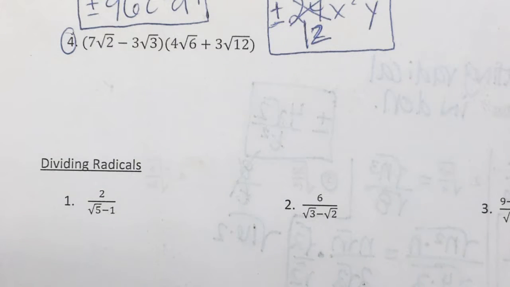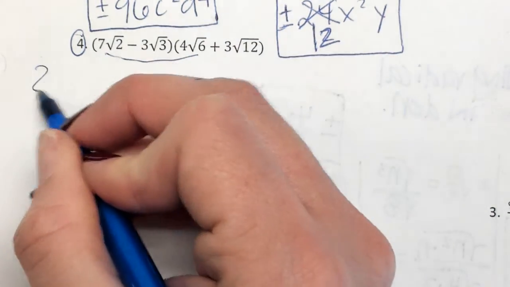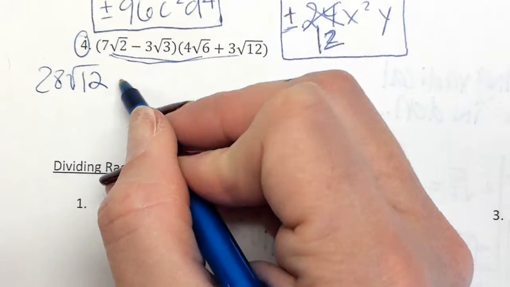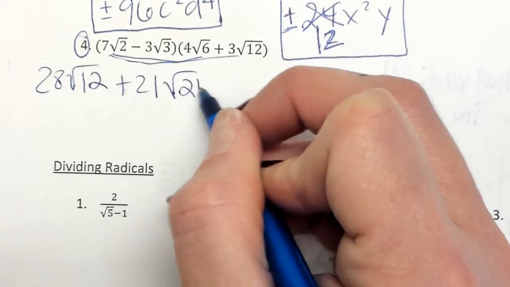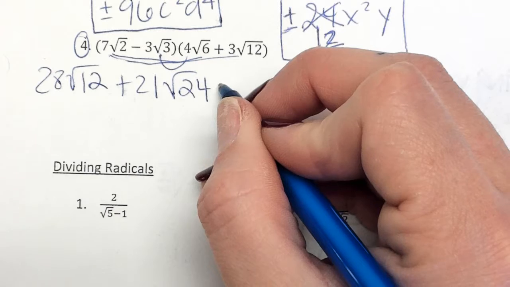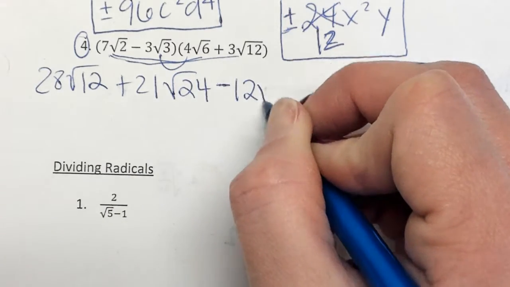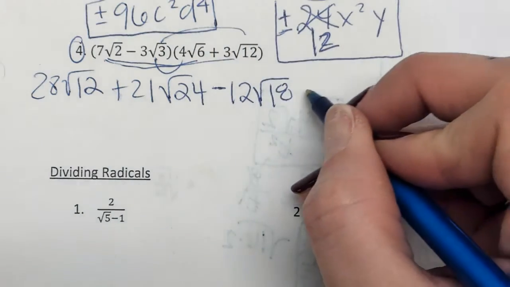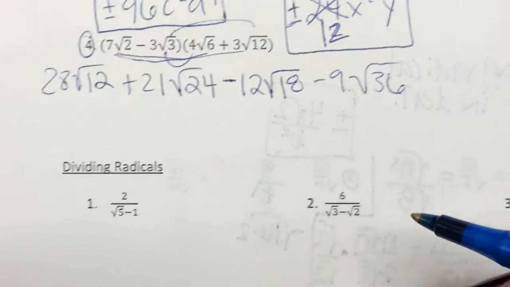Alright, Carson, tell me the first terms you got when you multiply together. 28 root 12. Good. Jenna, the outer terms. 21 root 24. Good. Alright, Isabel, the inside terms. Very good. And Felix, the last terms. Perfect. Alright, this is what I meant by you can break up these roots.